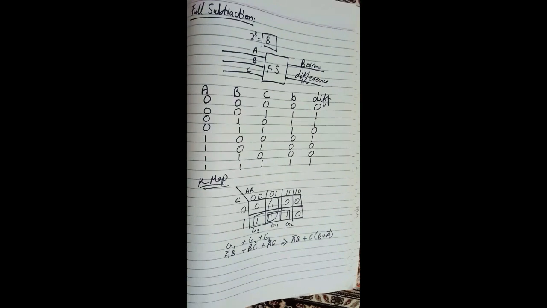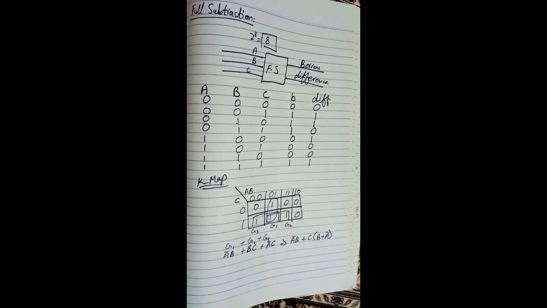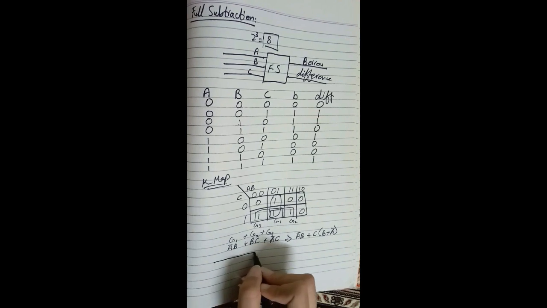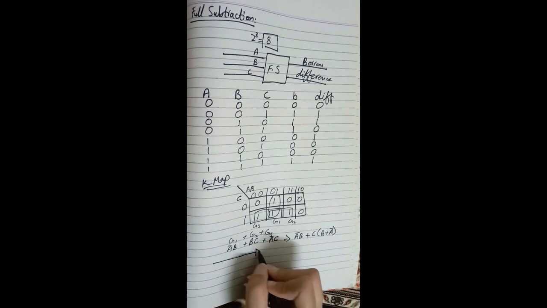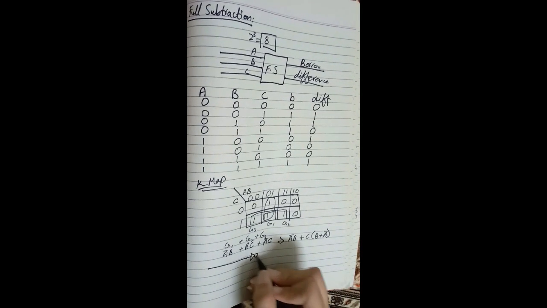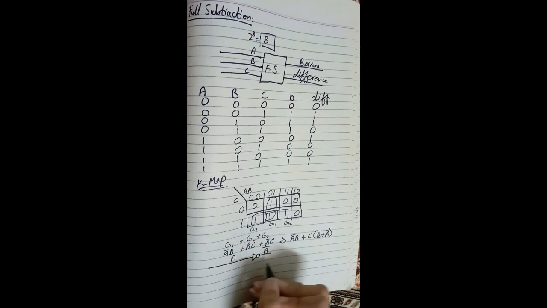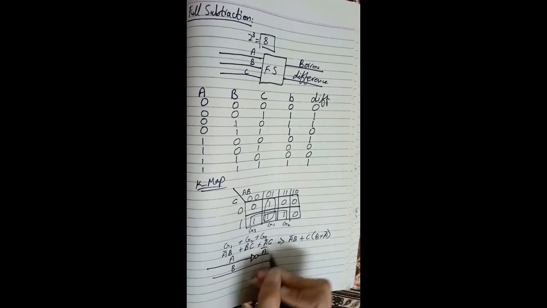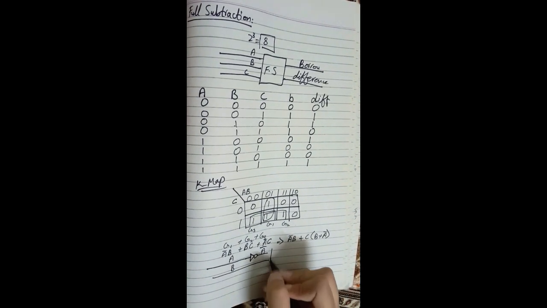Now we will make the diagram for it. Our circuit diagram says this is A. We have to take A bar. So this is A bar after the NOT gate. A bar, and then we have B. A bar and B are connected by an AND gate.